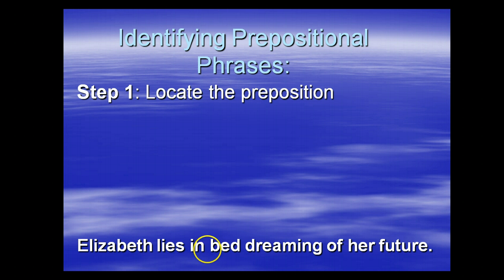Now, I'm going to let you know about this one here, of. It doesn't fit our nice little squirrel pattern, but just know of is always a preposition. That won't change. So we see Elizabeth lies in bed dreaming of her future. Okay. So we have in showing the location of where she is lying. Right? She's lying in bed. That's the location. So I have that.